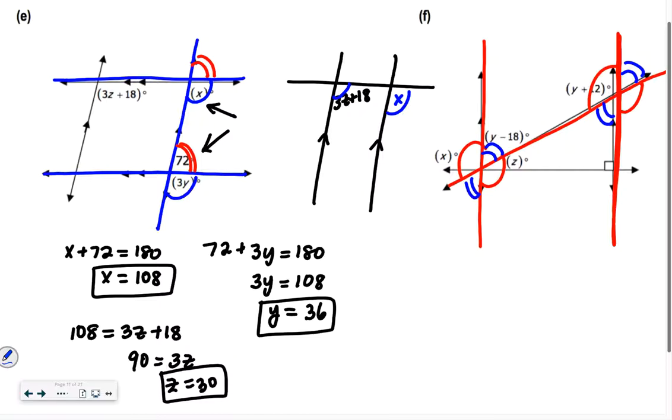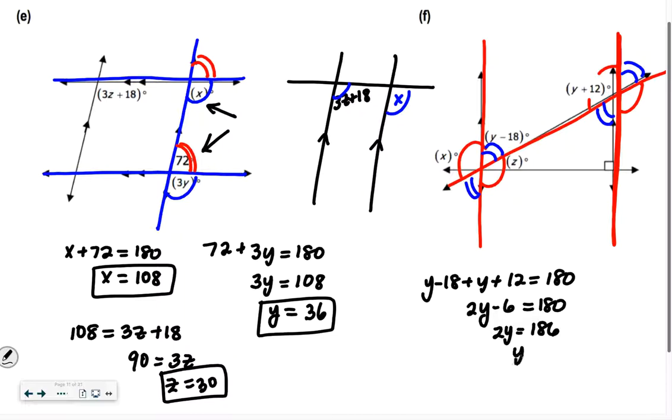So let's look for things that have y. We want an equation with just x, just y, or just z, right? So let's look at y's. We have a y minus 18, and we have a y plus 12. So should those add to be 180, or should they be congruent to each other? They add to be 180, right? They're not the same. One's obtuse, one's acute. So we're going to say y minus 18 plus y plus 12 equals 180. So I get 2y minus 6 equals 180. So 2y equals 186. So what did you guys get for y? 93.